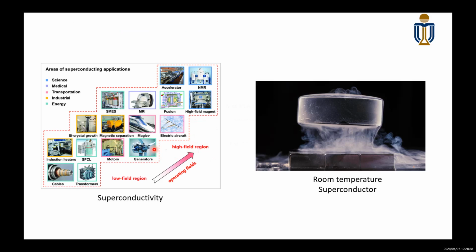Superconductivity is a phenomenon in which certain materials exhibit zero electrical resistance at very low temperatures. However, superconductivity can only occur at temperatures close to absolute zero due to the third law of thermodynamics. And superconductivity has been applied in many areas, including science, medical, transportation, industrial, and energy. However, nowadays scientists are doing deeper research into superconductivity at room temperature. If you are interested in this topic, you can refer to some reports.